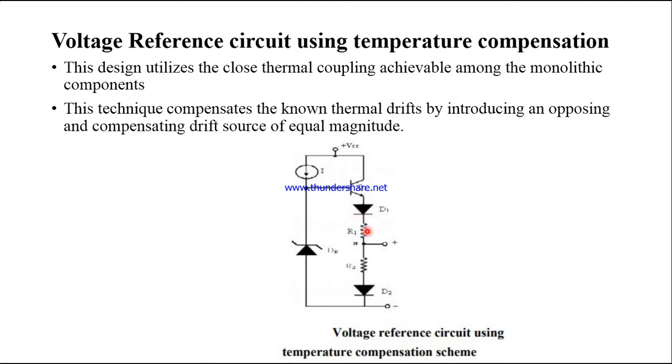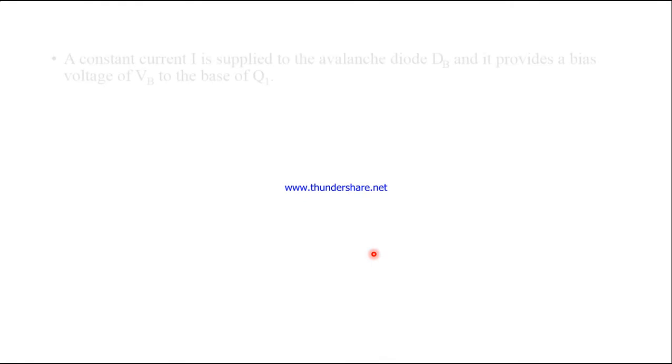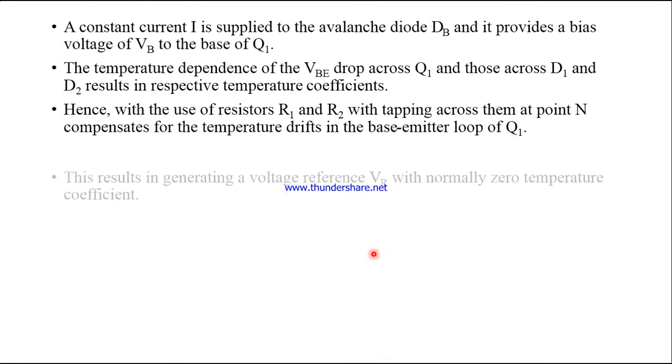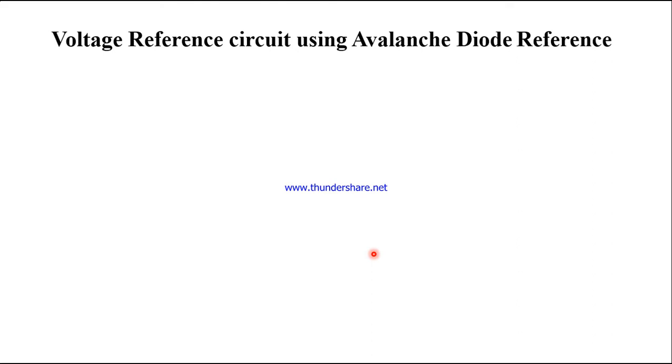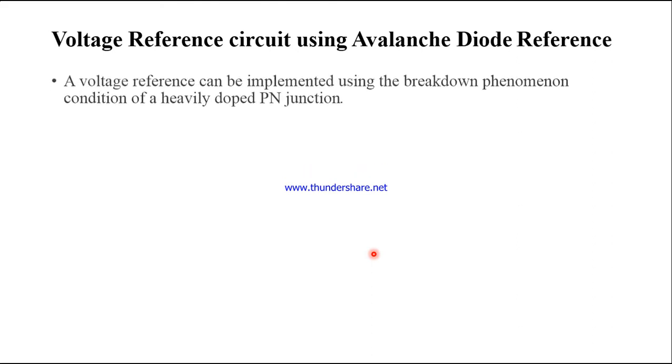The use of the resistors R1 and R2 with tapping across them at point N compensates for the temperature drifts in the base emitter loop of D1. This results in generating a voltage reference VR with nominal zero temperature coefficient. This is the thing I have already explained. And the next one is the voltage reference using an avalanche diode reference.